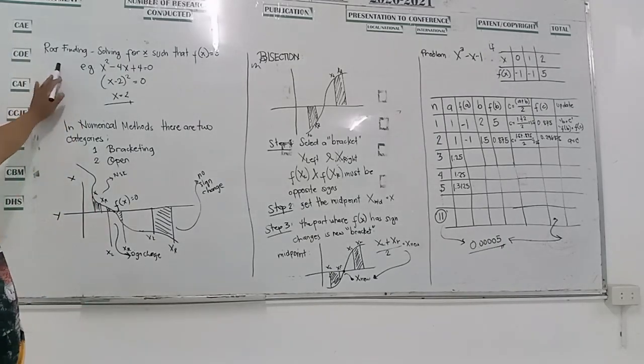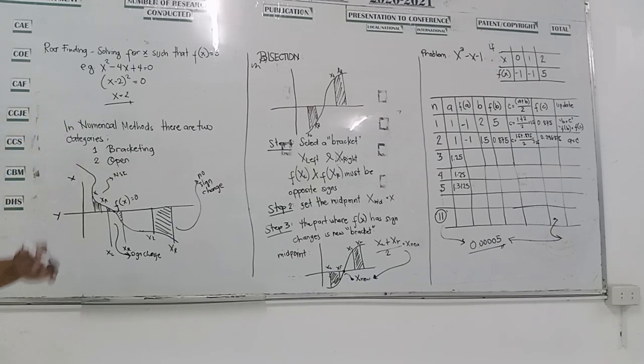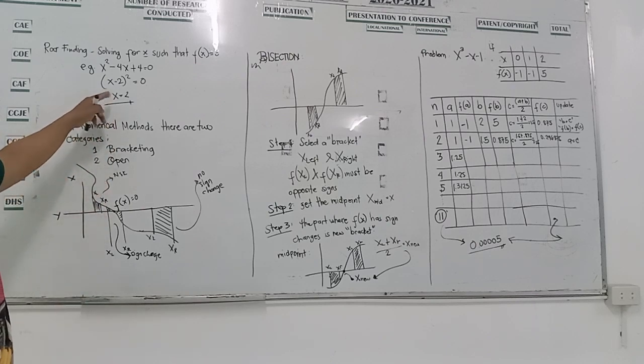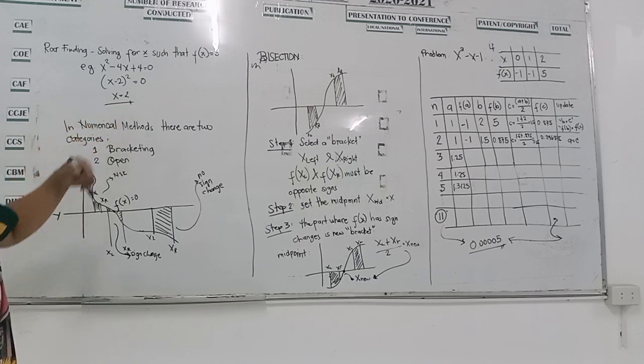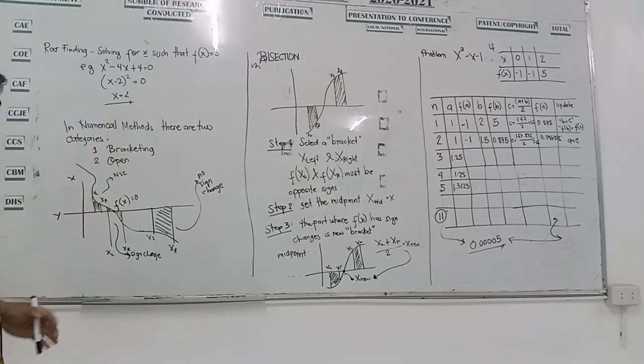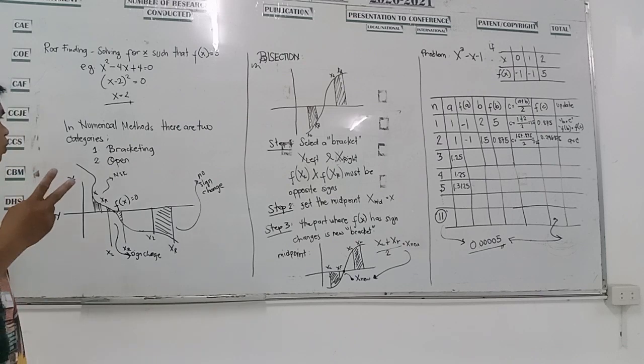First, we have the root finding solutions: solving for x such that f of x is equal to 0. Example, we have the equation x squared minus 4x plus 4 is equal to 0. So, by root finding, we can find out that x is equal to 2. So, that is the value of x. Okay? In numerical methods, there are two categories. Number one, we have the bracketing, and number two, we have the open case.